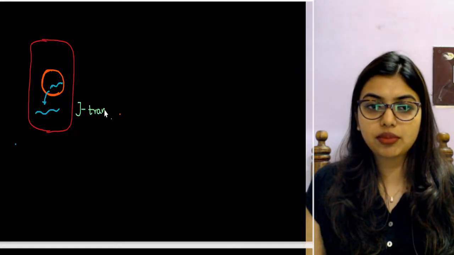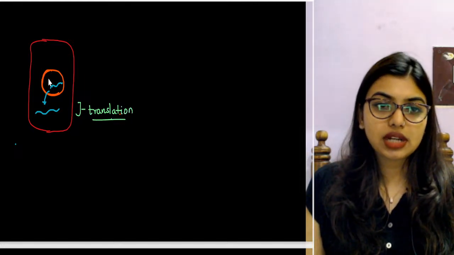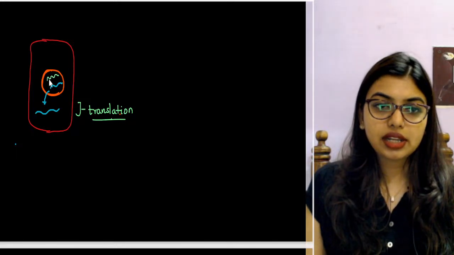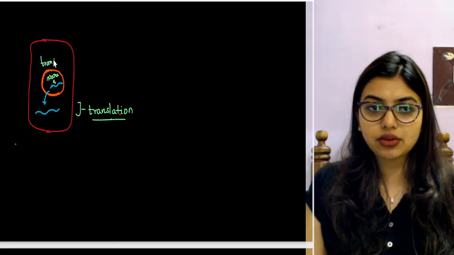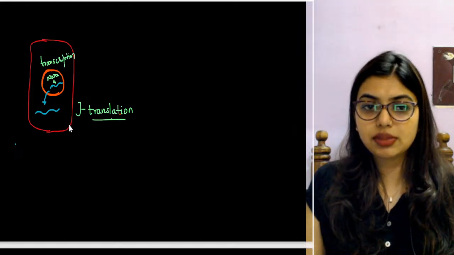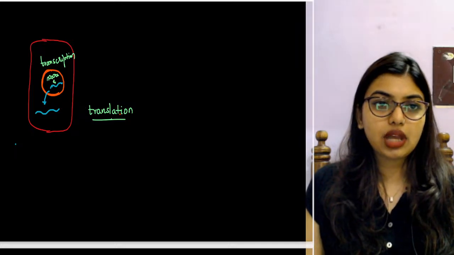You have to remember this, because location might be asked, and when it is asked, you shouldn't be like, oh, where did it happen? Understand, from double-stranded DNA we form a single-stranded RNA. This transcription is going to happen inside the nucleus itself, but translation is going to happen here, in the cytoplasm.